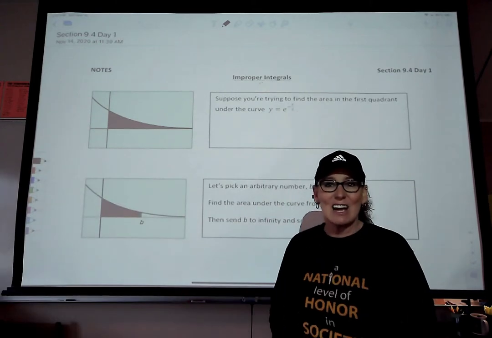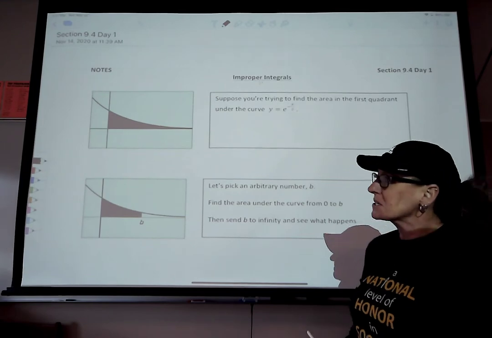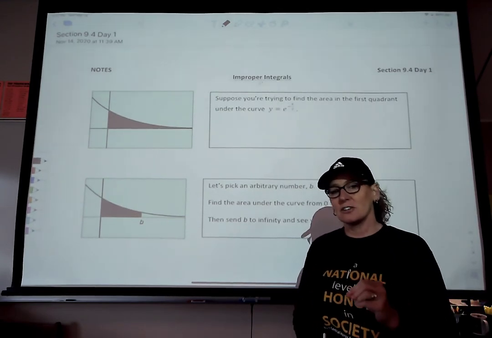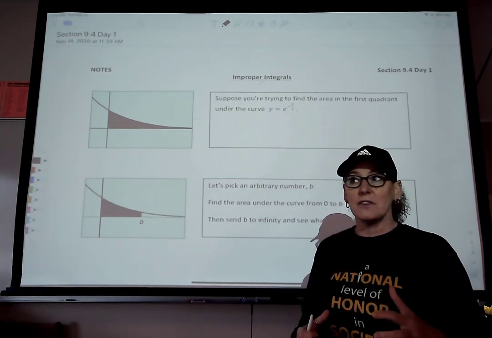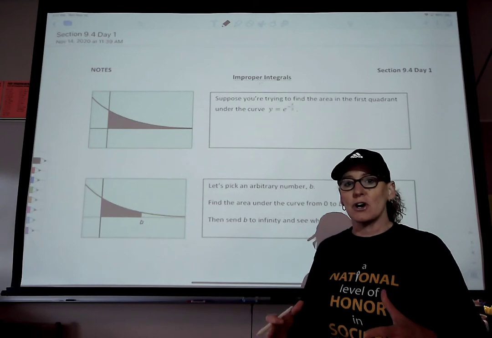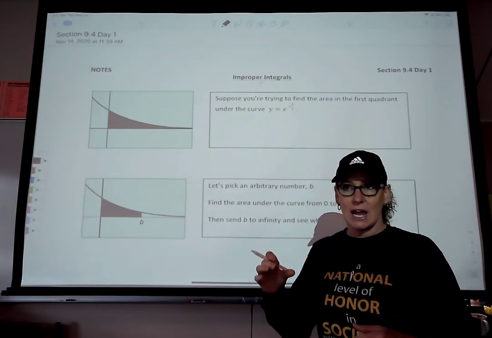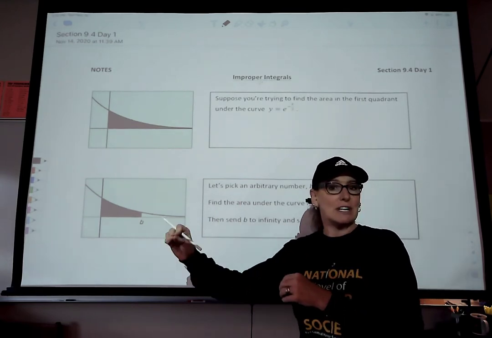Hey guys, I have your notes pulled up for section 9 for day 1, and this is kind of cool. We're going to be looking at infinite areas under a curve, and we're going to try to actually figure out what the area is, even though the area between the curve and the x-axis extends to infinity.